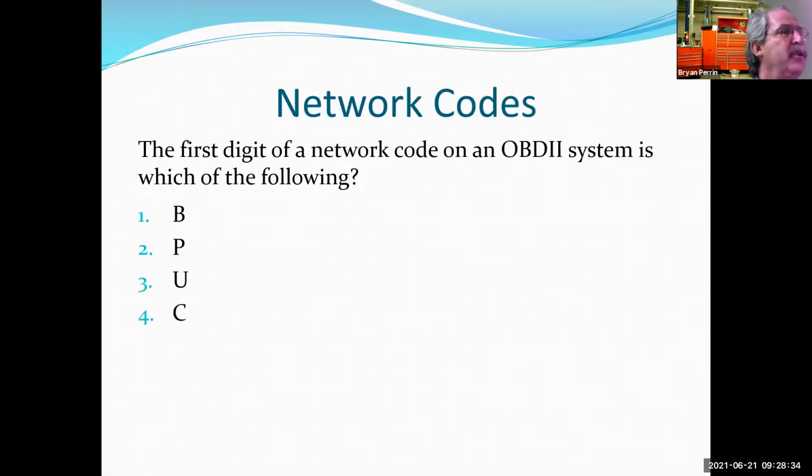The first digit of a network code on an OBD II system is which of the following? P. Yep, number 3, U. U, right? UART code. Like I said, engineers got a hold of this. So the first digit of a network code would be a U code for UART. It would make too much sense if we had an auto speak and used N for network.